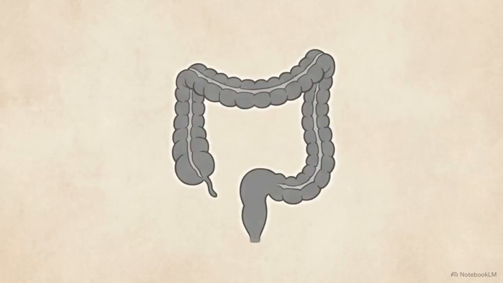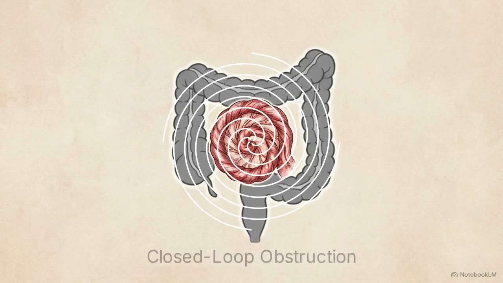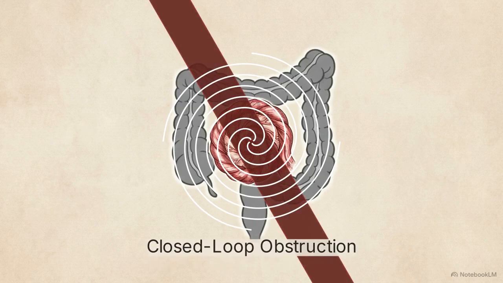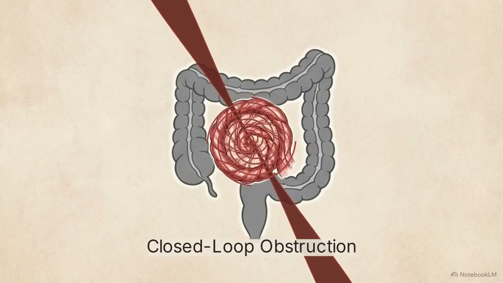This axial cross-section graphic highlights the pathognomonic CT finding. At the mesenteric root, a distinct spiral pattern forms a mesenteric swirl. This confirms a closed-loop obstruction. As the bowel twists, it mechanically pinches off the vascular supply to the trapped segment.